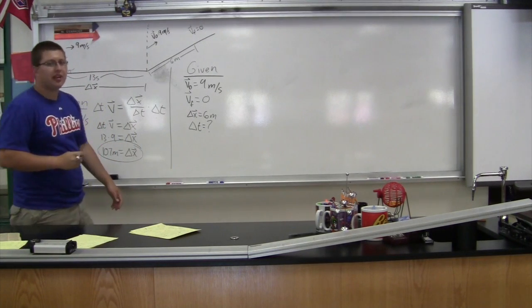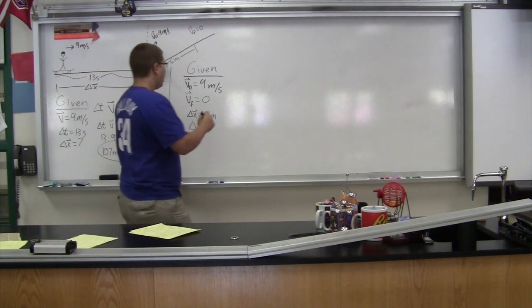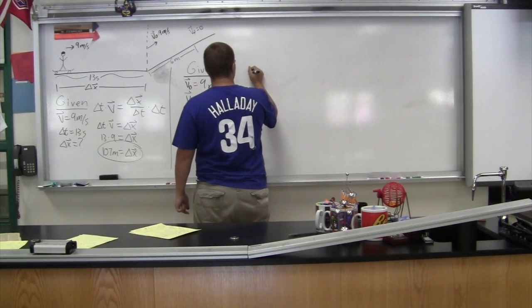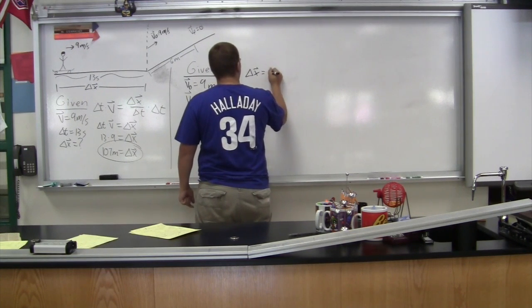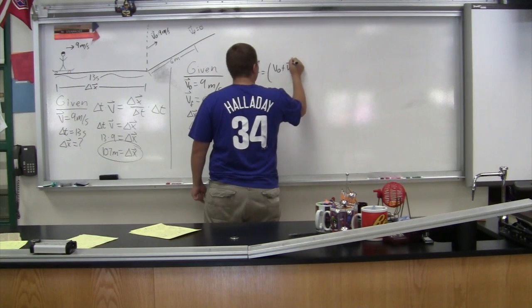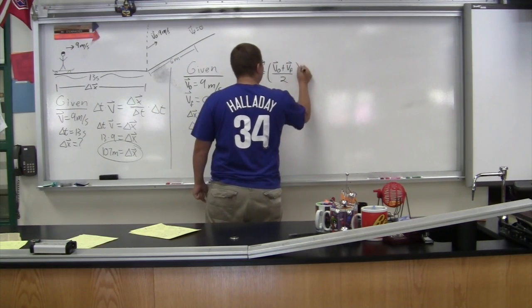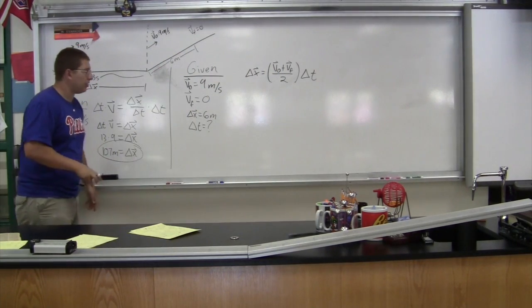Going to our list of kinematics equations, we're going to use one that actually comes from this. I'm going to use the equation delta X equals (VO plus VF) over 2 times delta T. Average velocity times time equals displacement.